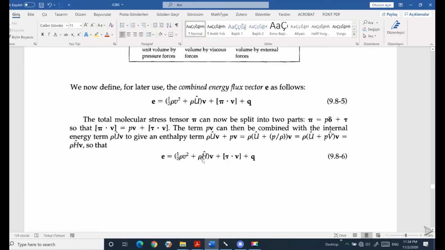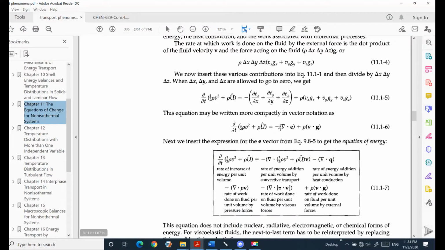We just dump the pressure term inside of the enthalpy. So this is going to be another form of this total combined energy flux. Now you are taking this E total energy flux and we put it inside of the total energy equation. At the left side is the rate of accumulation because of the kinetic energy and U. In here we have the total combined energy flux.